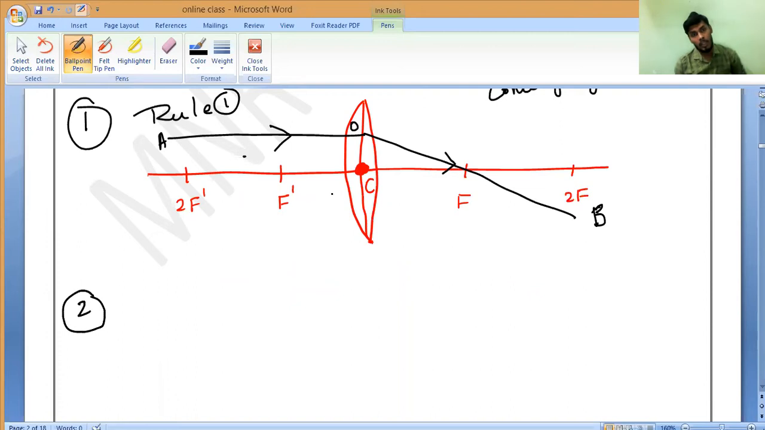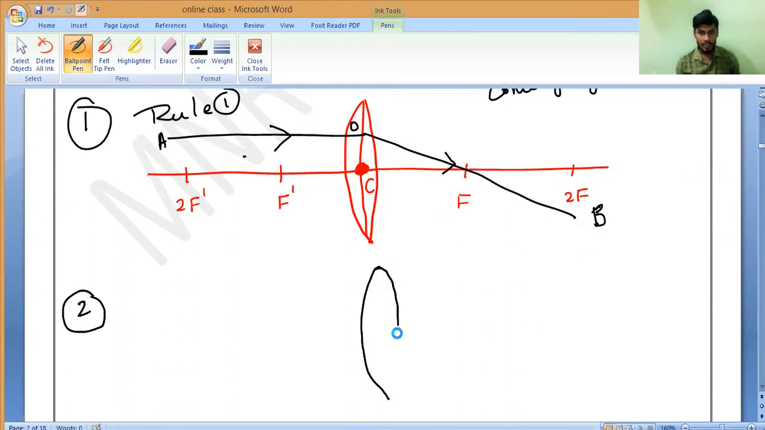Next, rule number 2. Observe carefully. A ray parallel to the principal axis goes through the focus. Suppose I insert the incident ray itself through the focus, then what will happen? It will become the opposite of that. Here I inserted the incident ray parallel to the principal axis, so after refraction the refracted light ray goes through the focus. Now, let us take the lens again.